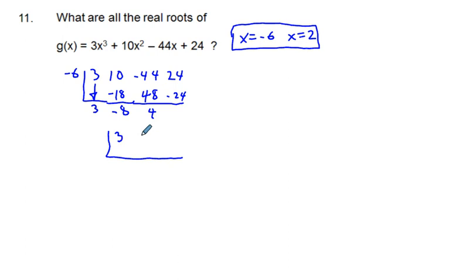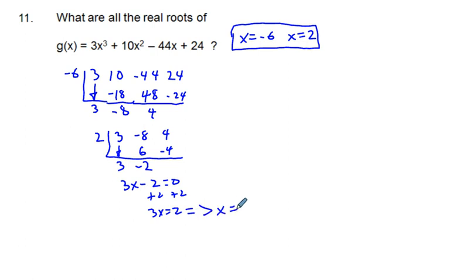So 3, -8, 4. We're going to put x equals 2. So we'll bring 3 down. 2 times 3 is 6. -2. 2 times -2 is -4. So we get 3x minus 2. We set that equal to 0. So we have 3x equals 2. So working to the right, we have x is equal to 2/3.